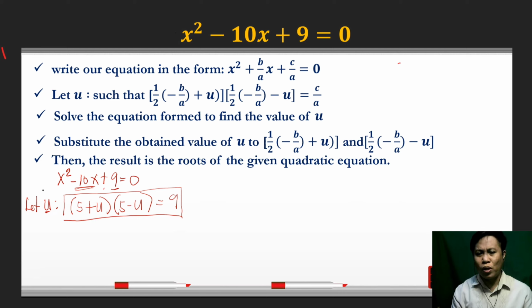Okay? So this equation now, the equation form using the variable u, so solve natin yan to find the value of u. So we have to expand the product of 5 plus u and 5 minus u. So actually, we can apply special product. Kasi in this one, 5 plus u, 5 minus u. Ang kaiba lang yung sign nila sa gitna. So we have to square 5.